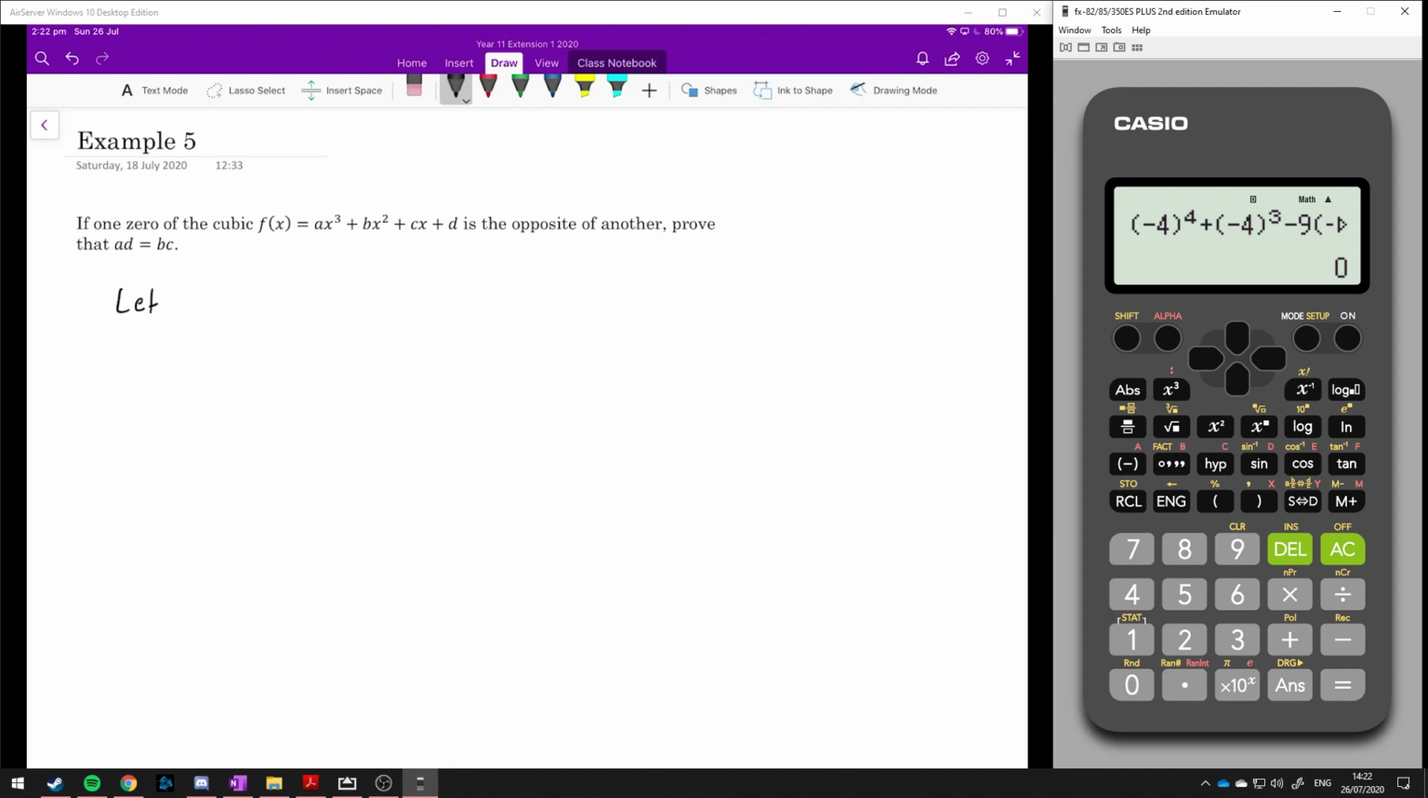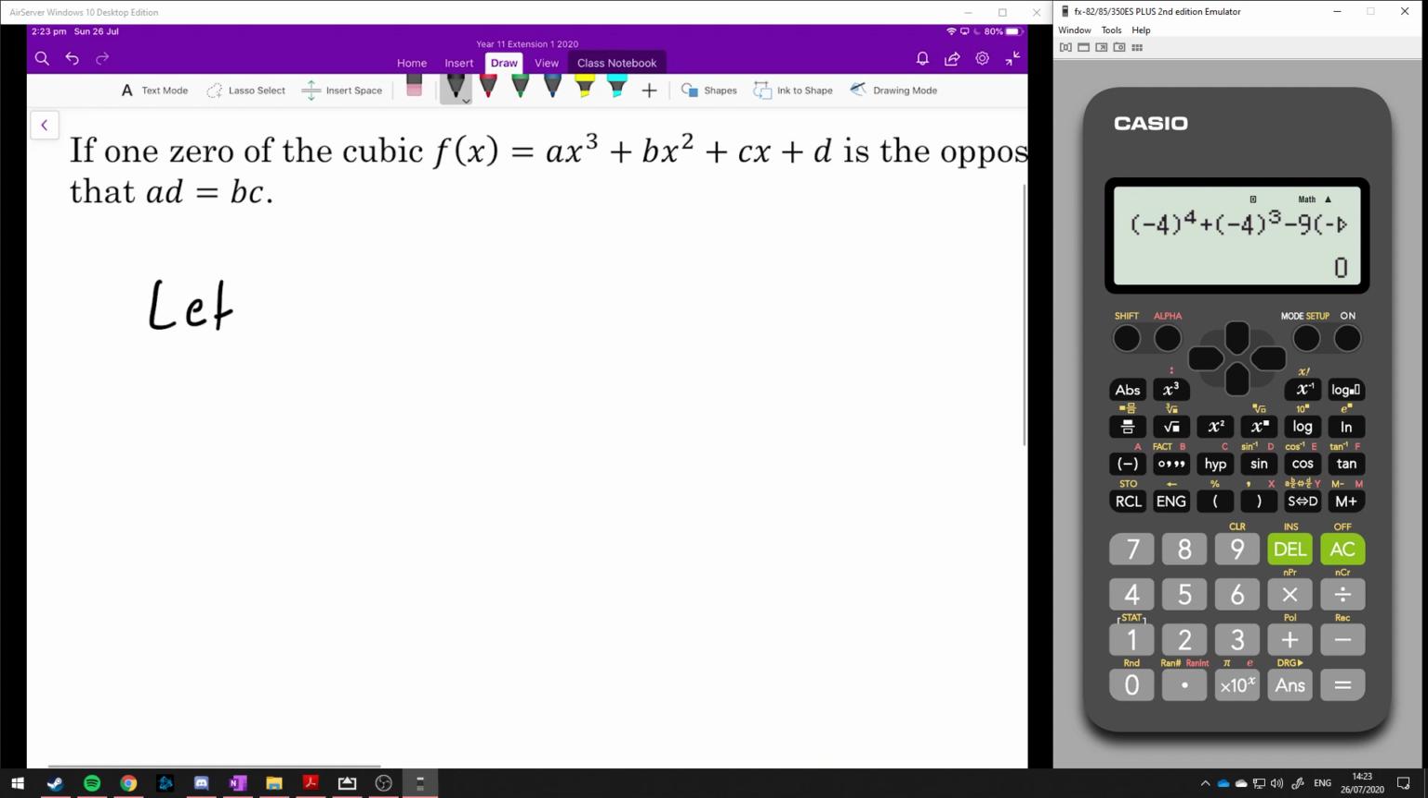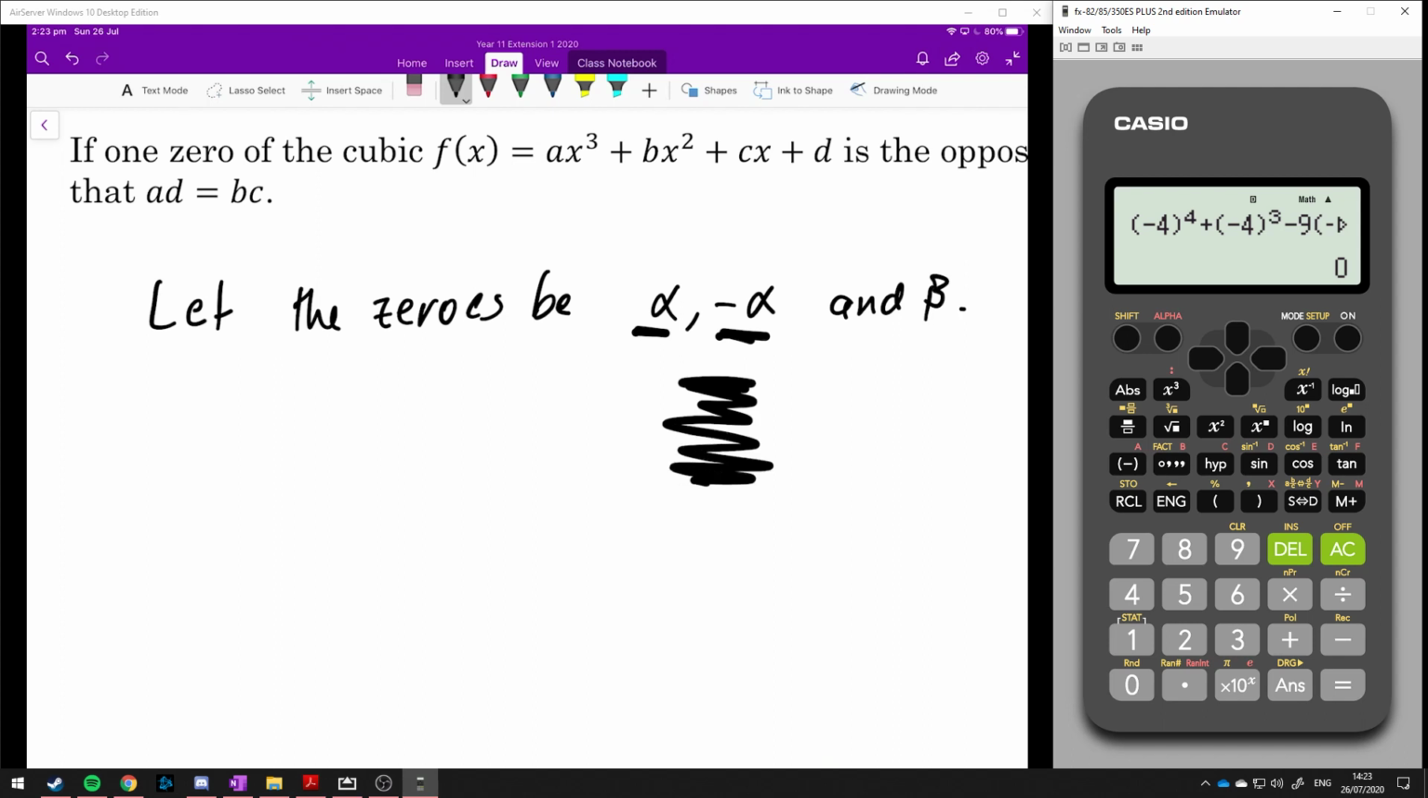So I'm going to zoom in. Let the zeros be alpha, minus alpha and beta. Okay, we know this because this one is the opposite of this one. That's kind of weird, I'm going to have to get used to that. So alpha, minus alpha, those are opposites of each other. I don't know why I did that. Okay, and then we've got our third root there, which is beta.